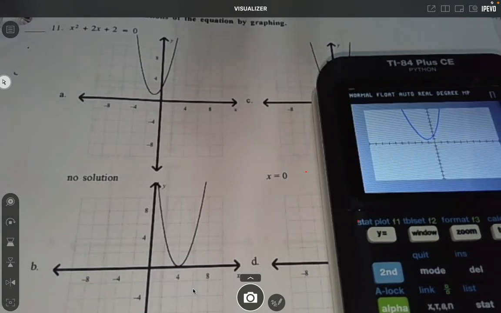Your solutions are where they cross the x-axis. It didn't, so it was no solution. It was like way up high. It was too high up. It needed to come down some.